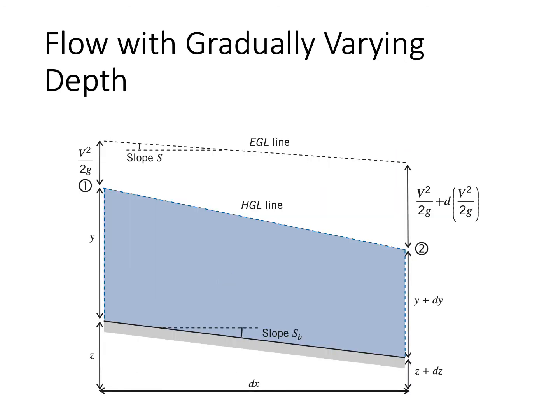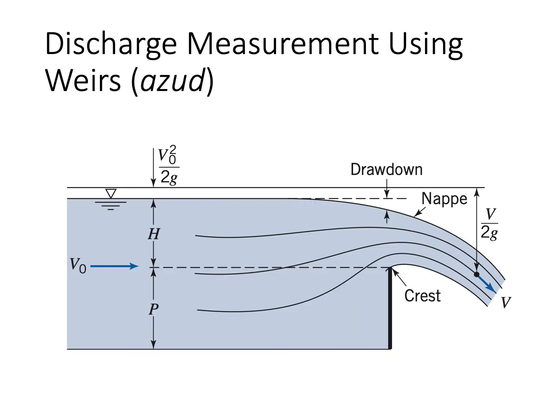Of course, you can have flow with gradually varying depth, with different depth, different slope, or the same slope. And you can also measure the discharge using weirs. A weir is this black plate we have at the end of the channel below the crest. That vertical plate is what we call a weir, azud in Spanish.